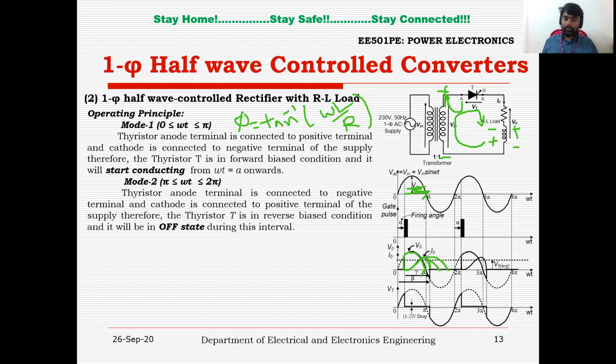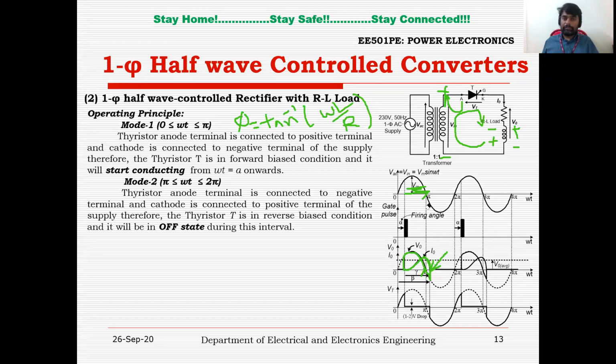If you increase the value of the inductor to a sufficient value, then discharging may take place here also, right? Which means it will store more energy and it will take more time to discharge the energy. Because of that, the thyristor will be in conduction state up to this point. This point is called the extinction angle.